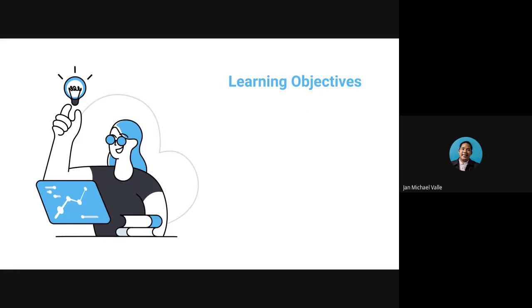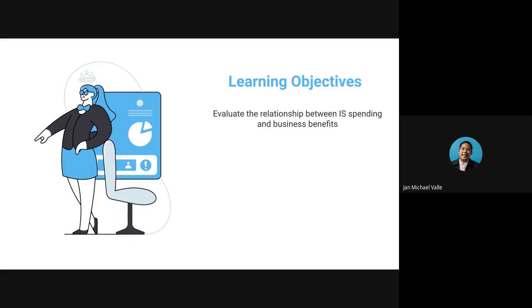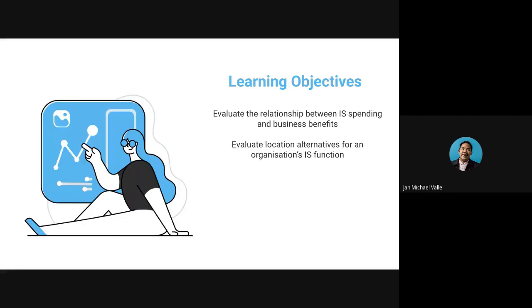I want to go through the learning objectives for what we're going to present today. Firstly, we will look at the relationship of IS spending and business benefits. For this one, we just want to ensure that our proposed IT solutions will really deliver business value for our organization. Next is considering location alternatives for an organization's IS function. Meaning, what are the main considerations when deciding where to locate the management of anything IS or IT related in our organization?